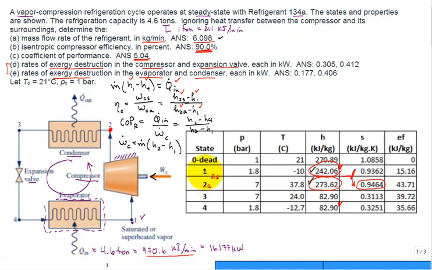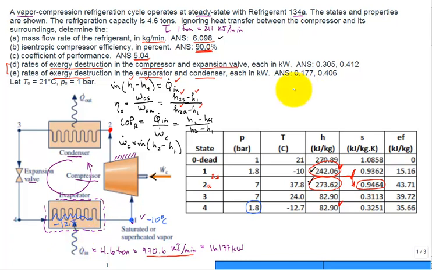And the state one is coming out saturated at negative 10 degrees C, all right? And then what is the pressure at 4? The pressure at 4 is 1.8, so it's slightly superheated when it comes out because a lot of the evaporator, while it's changing phase, is at negative 12.7. That's a lower, colder temperature. And then it comes out slightly superheated.